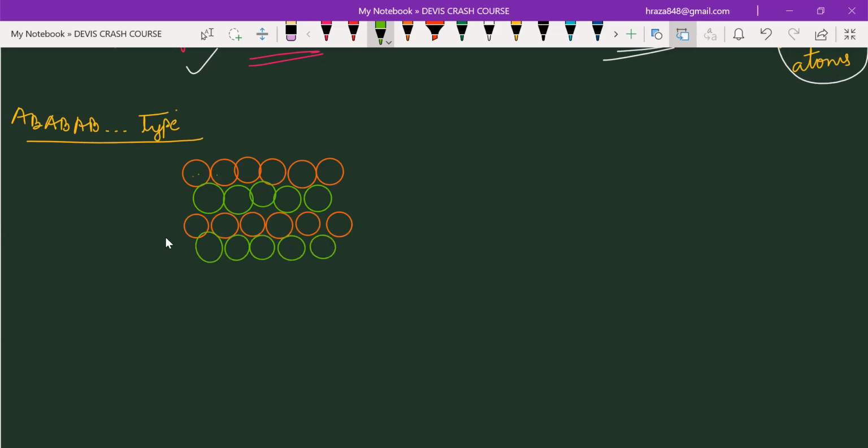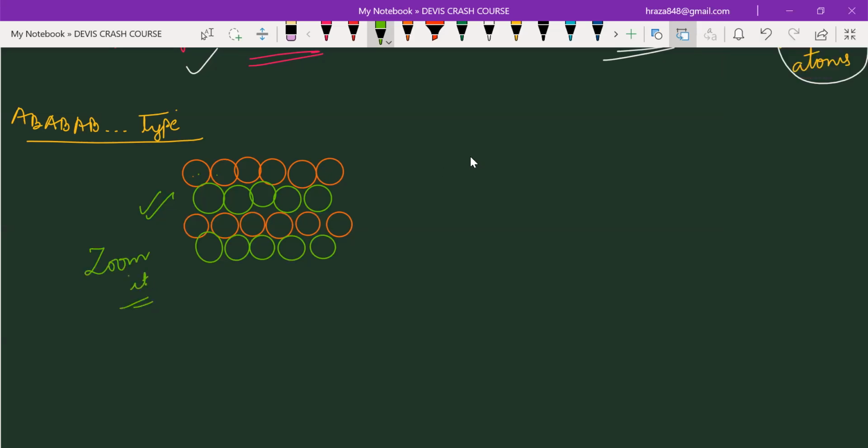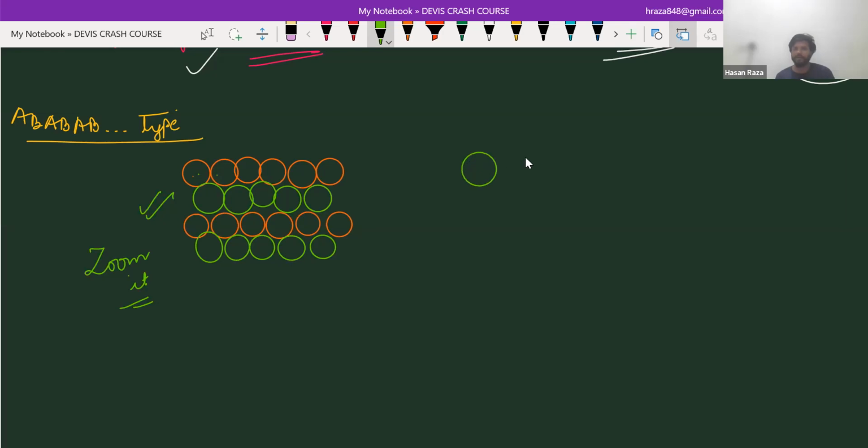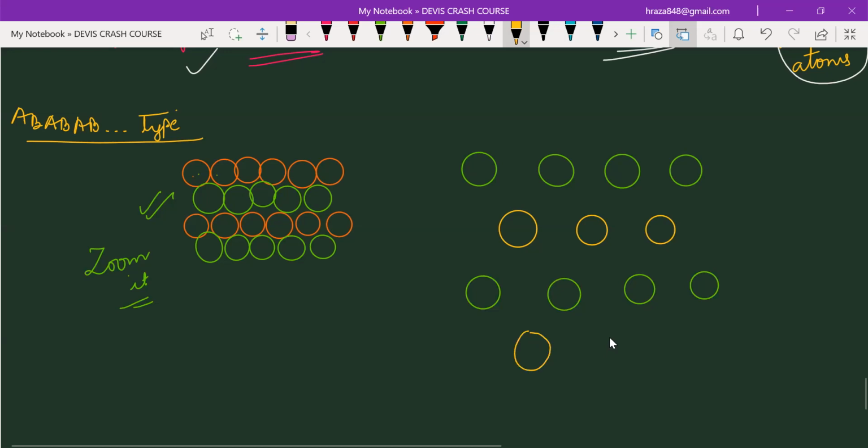Now see, if you are going to read about ABAB type in this, it will not be possible, so I'm going to zoom in. You can see this is the first atom, this is the second atom, this is the third atom, and this is the fourth atom. Now the next layer, this, this, and this. And in the third layer, I'm going to take this. I just zoomed it in. And again, like this.